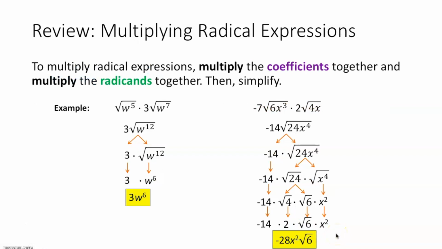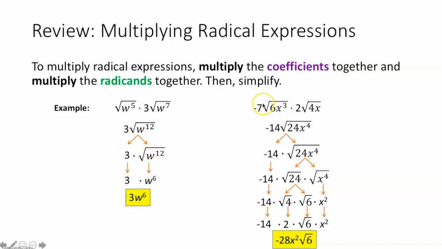Next, we're going to review multiplying radical expressions. So to multiply radical expressions, remember, you multiply the coefficients together and multiply the radicands together, then simplify. So here, we multiply the numbers out front together. 3 times 1 gives you 3. Multiply what's under the radical together. W to the 5th times W to the 7th. You add the exponents, you get W to the 12th. Then you simplify from there.